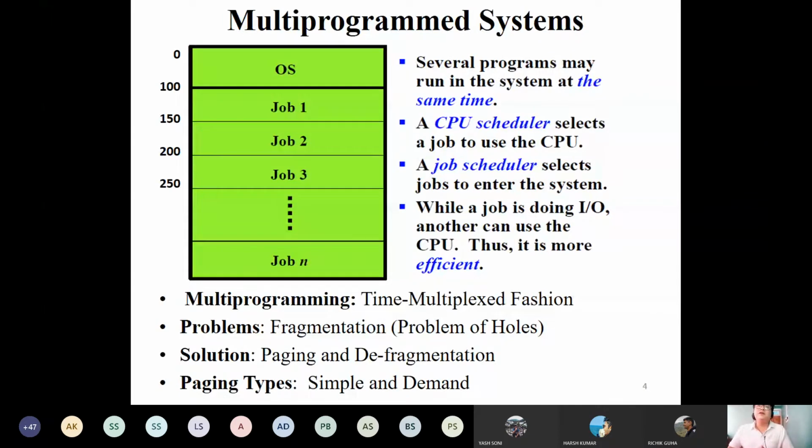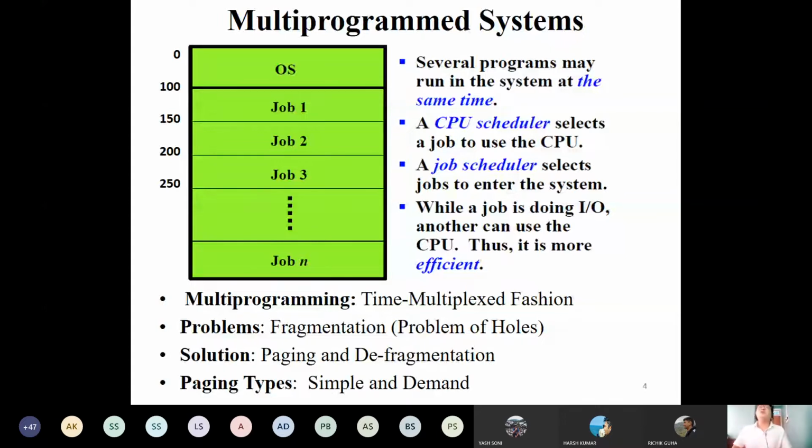So say for example, job 1 has been selected from the secondary storage device and has been initialized in the first partition, whose memory location ranges from 100 to 150. Similarly, job 2 has been selected from the secondary device into the main memory or RAM, starting from the partition from 150 to 200. That way, different jobs are initialized in different partitions for execution.